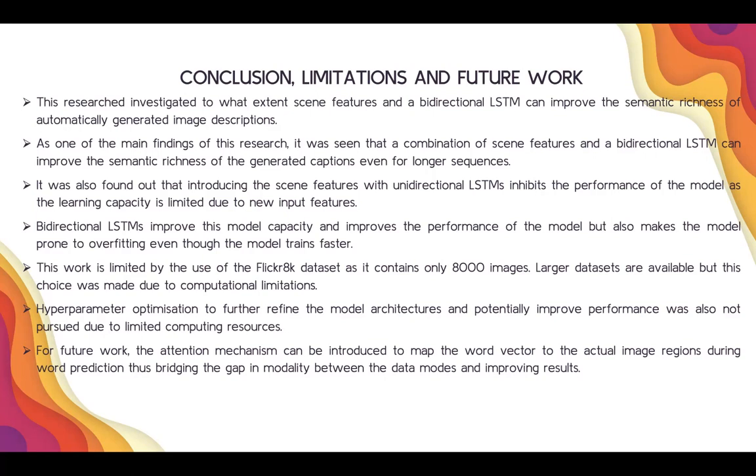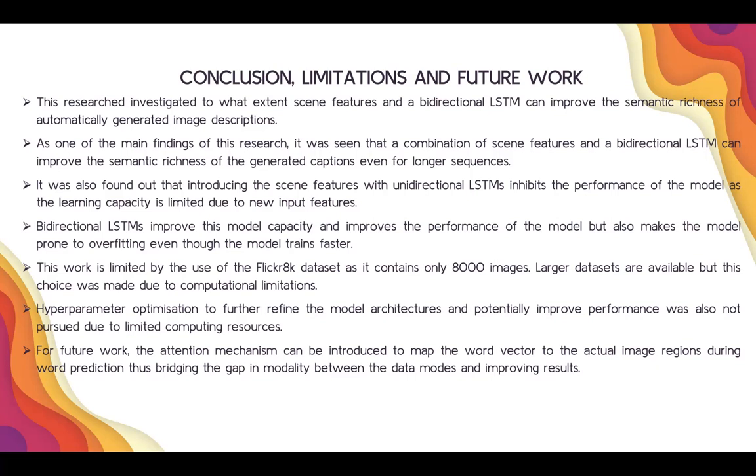We also found out that introducing scene features with unidirectional LSTMs inhibits the performance of the model, as was seen from the results. When we brought in the scene features, the performance dropped from the ordinary CNN LSTM model. We also found out that bidirectional LSTMs improve the model capacity and subsequently improve the performance of the model. While there is this improvement, one should also be very careful, as it makes the model train and converge faster, thereby making it more prone to overfitting.